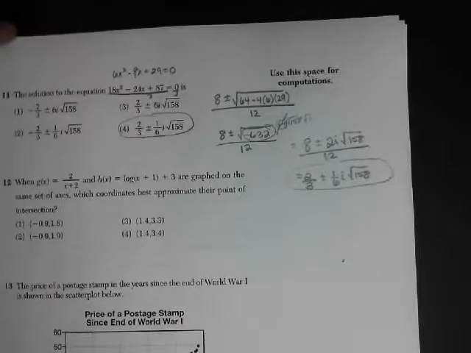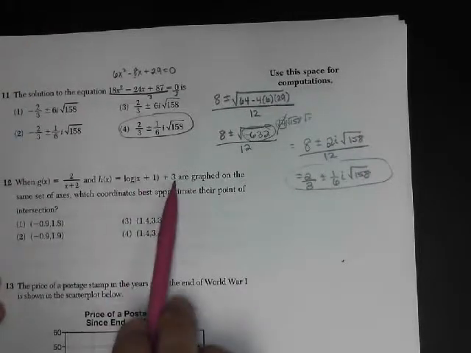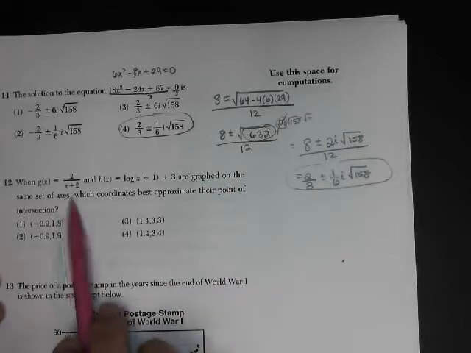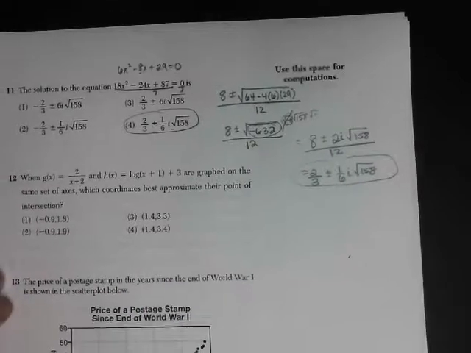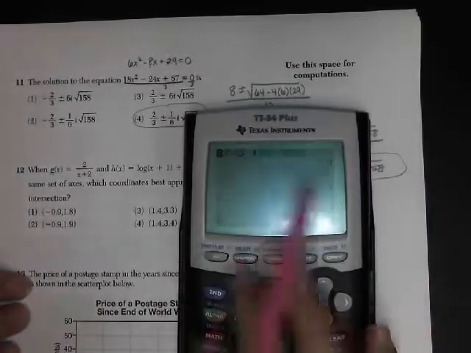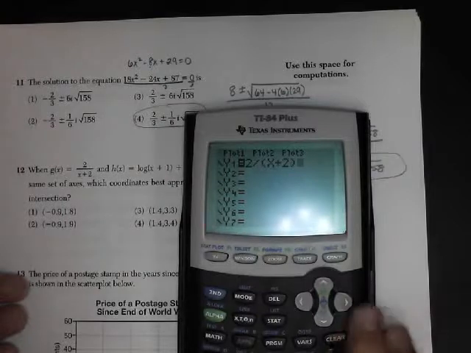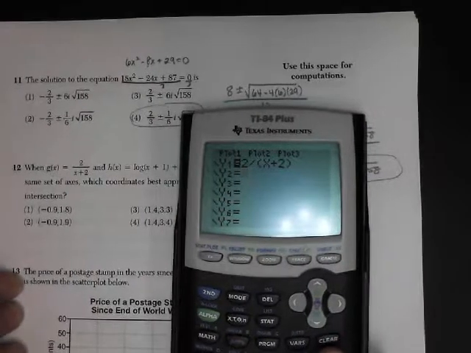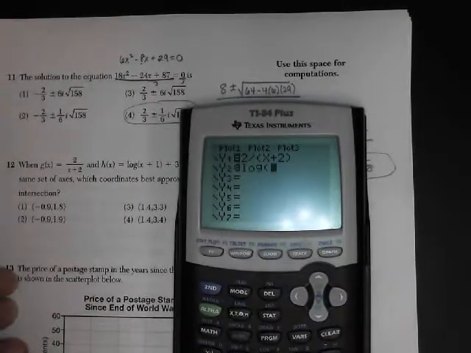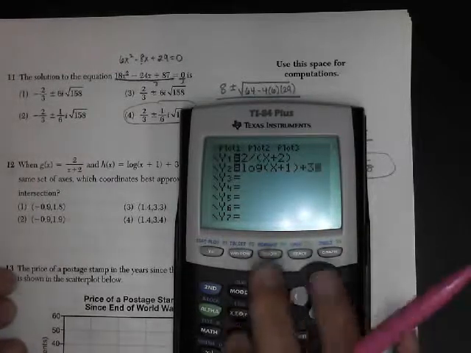On 12, we've got a function that's rational and a function that's a log, graphed on the same set of axes. Which coordinates best approximates their point of intersection? So this is just a system calculator. So 2 divided by, make sure in your fraction denominator you keep the x plus 2 in parentheses. That'll give you the wrong answer if you don't. And then we have the log of x plus 1, plus 3.